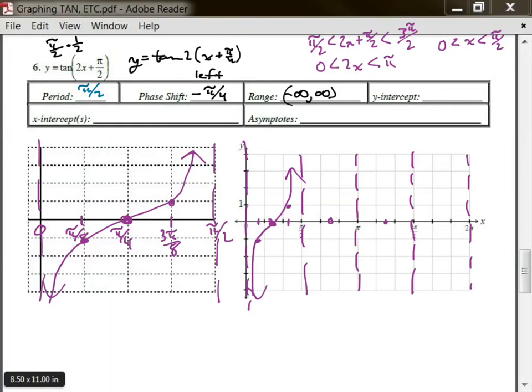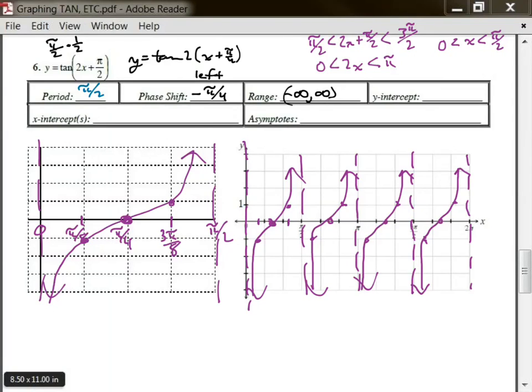And I graph my x-intercepts, and I need my points here so I know what to go through. Oh, that one's not that good. That one's a little better. I've got to work on it. There you go, that's nice and curvy.